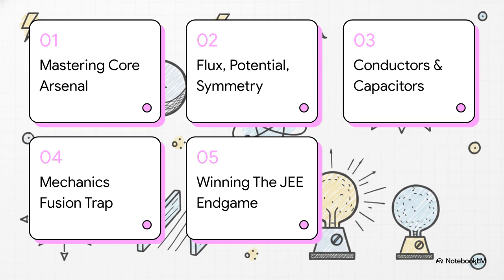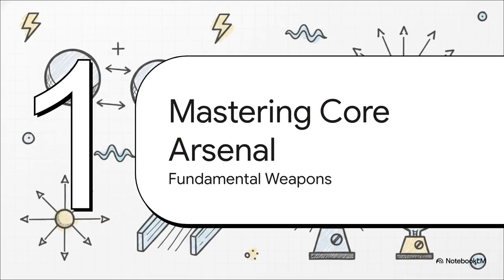Okay, let's dive into this. Here is our tactical battle plan for today's explainer. 1. Mastering the core arsenal. 2. Flux, potential, and symmetry. 3. Conductors and capacitors. 4. The mechanics fusion trap. And finally, 5. Winning the JEE endgame.